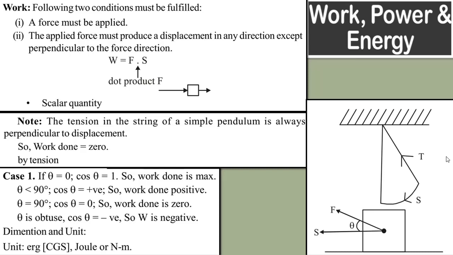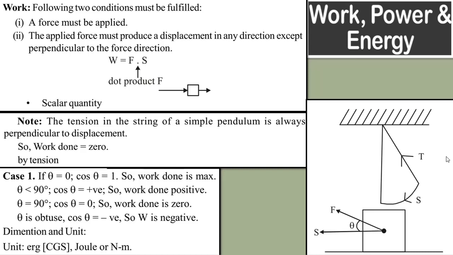Case 1: if theta is equal to 0, cos theta is equal to 1, so work done is maximum. If theta is less than 90 degrees, cos theta is positive, so work done will be positive. If theta is equal to 90, cos theta is 0, so work done is 0. If theta is obtuse, cos theta is negative, so work done is negative.